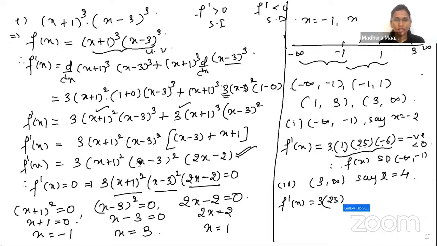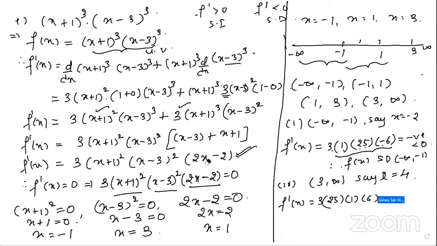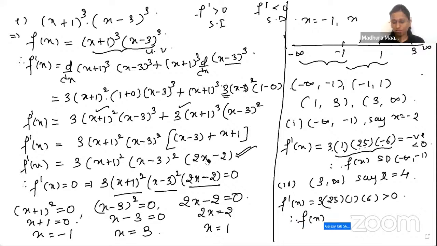Again here it is 4. 4 minus 3 is 1. 1 square is 1. Again here you have taken 4. 4 into 2 is 8. 8 minus 2 is 6. Tell me, is this greater than 0 or not? Yes ma'am, all are positive. Therefore, f of x is strictly increasing in which interval? 3 to infinity. Is this clear with everyone?